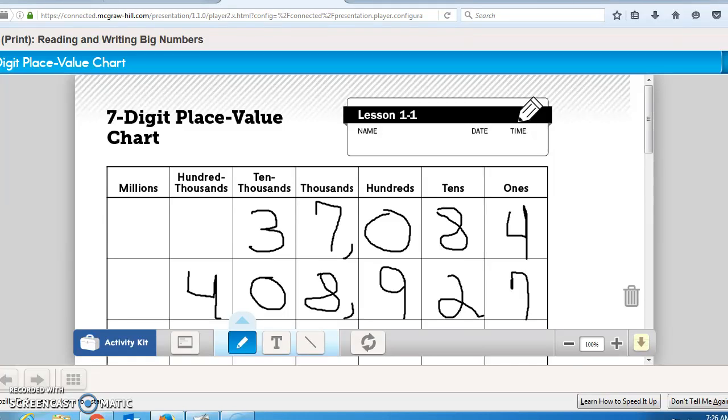Which digit is in the hundred thousands place? The 4. So what is the value of the digit 8? Good, 8,000. Remember, every time that you're putting these numbers in, you have to make sure that they're lining up in the right columns.